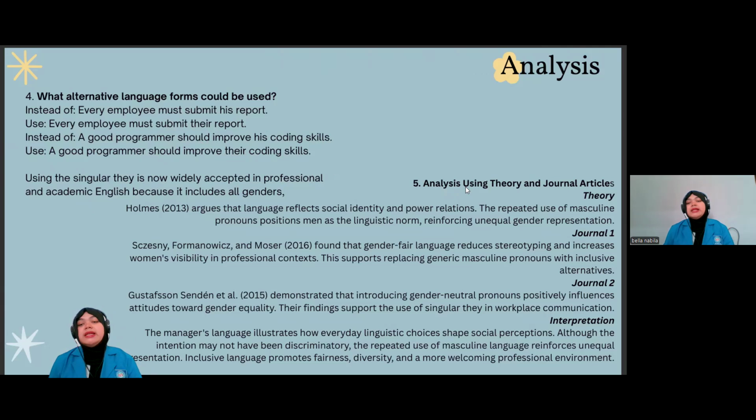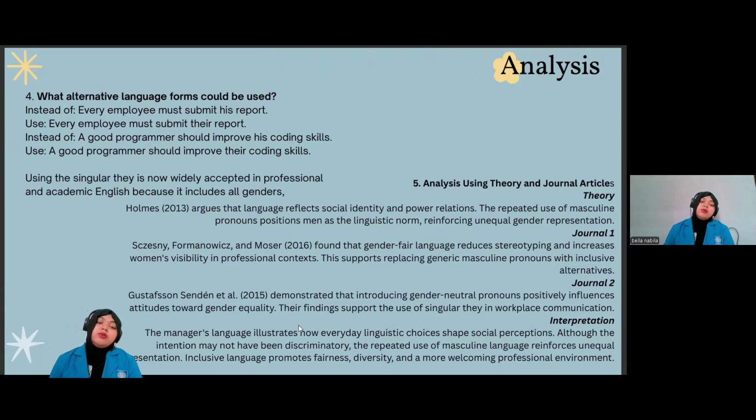Number five, analysis using theory and journal articles. The theory I use: Holmes argues that language reflects social identity and power relations. The repeated use of masculine pronouns positions men as the linguistic norm, reinforcing unequal gender representation. Journal number one, by Sczesny, Formanowicz and Moser, found that gender-fair language reduces stereotyping and increases women's visibility in professional contexts. This supports replacing generic masculine pronouns with inclusive alternatives.